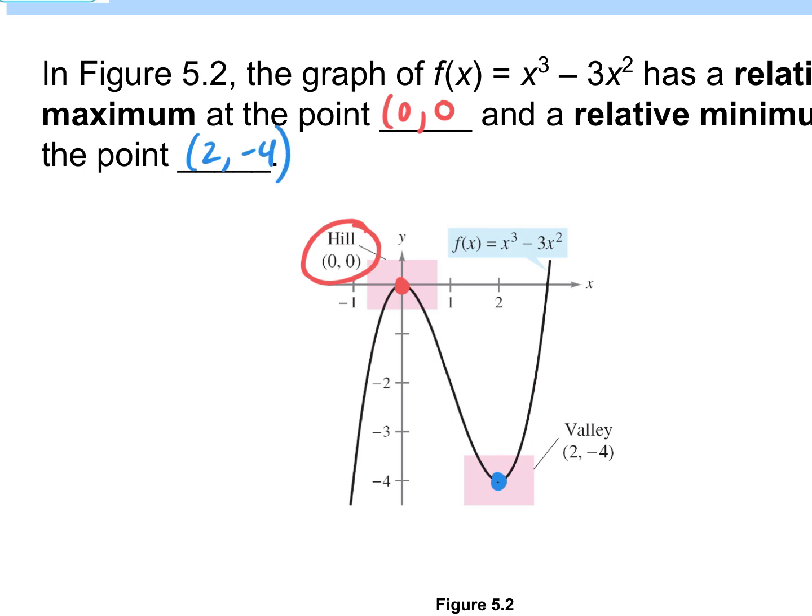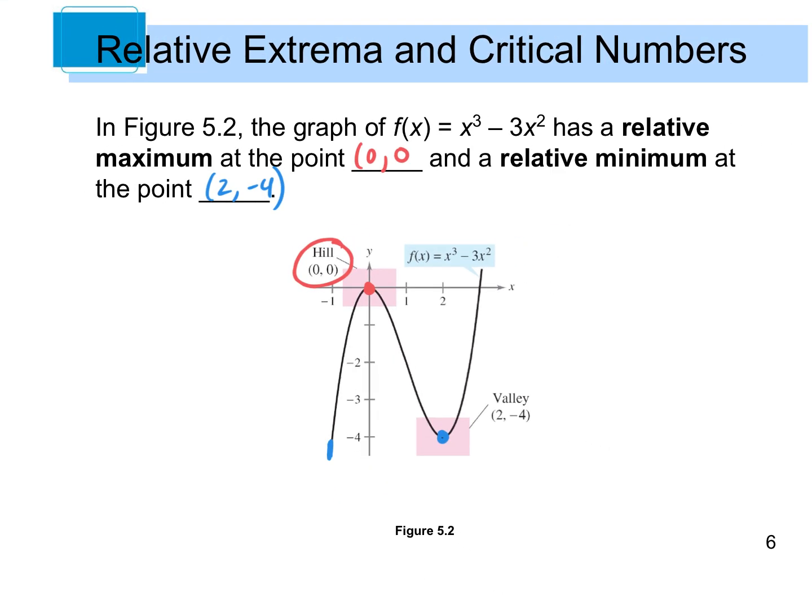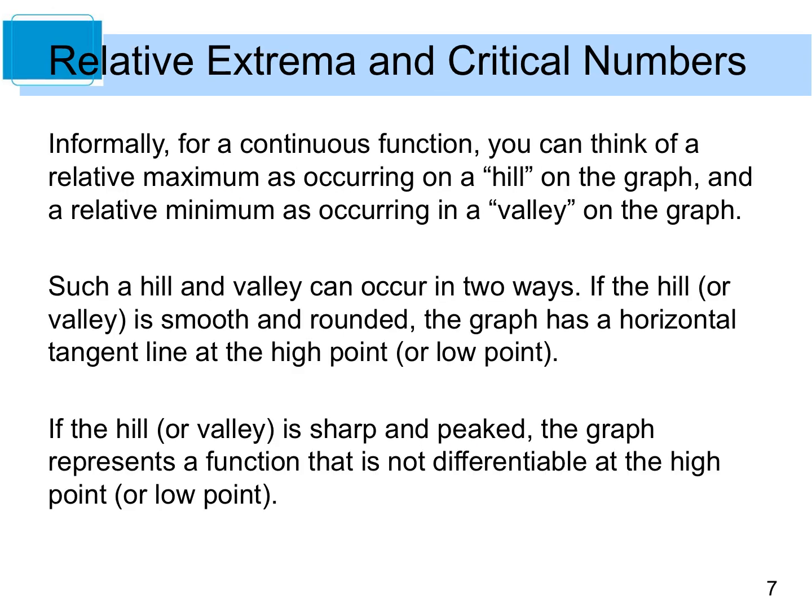It's not the absolute lowest point on our graph because we have values that are lower over here. But where we go from decreasing to increasing, where we have that valley, is our relative minimum, and our relative maximum is where we have a hill. So it's a little bit different than absolute maximum. For a continuous function, you can think of a relative maximum as occurring on a hill on the graph and a relative minimum as occurring in a valley of the graph.